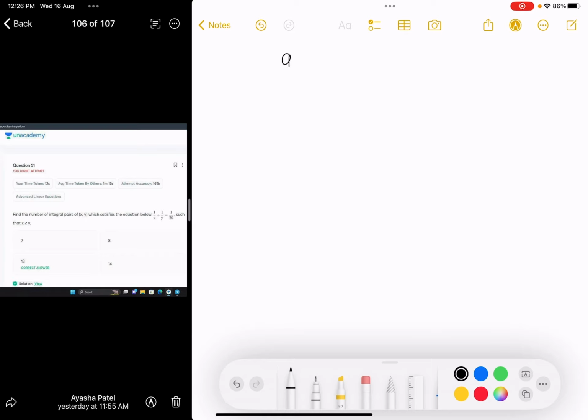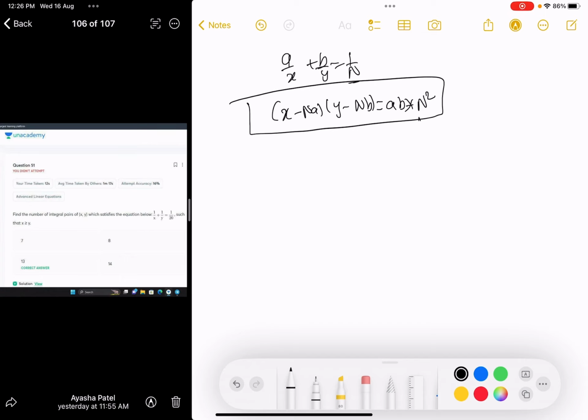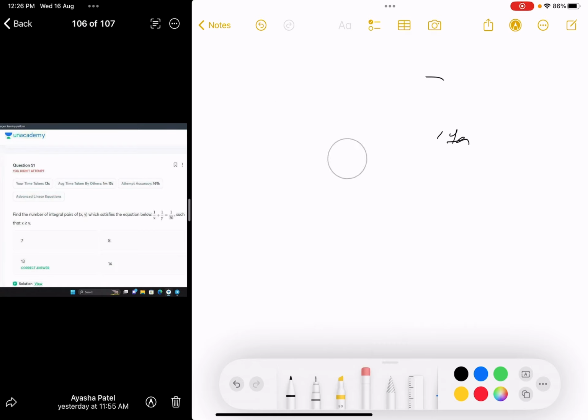If the equation is like a/x + b/y = 1/n, then as soon as you see this equation and you have to find the integral pairs, you should directly write it as (x - na)(y - nb) = ab n². That is, ab into n squared, and then you should break this particular thing into factors and check it. The same thing I'll be applying here as well.